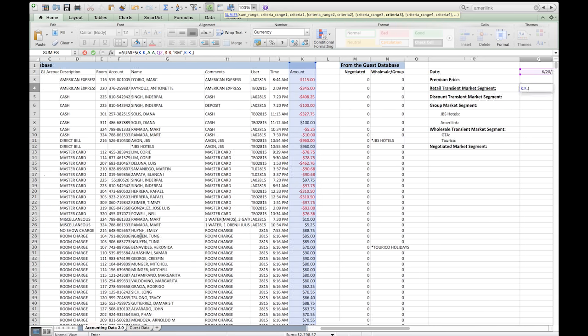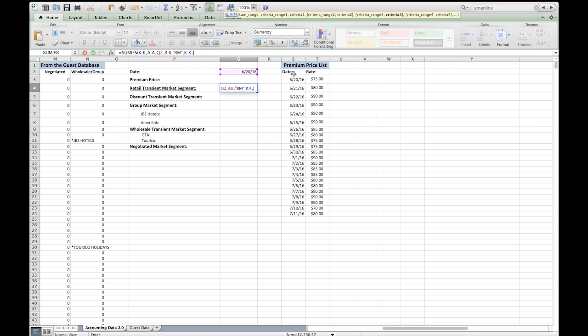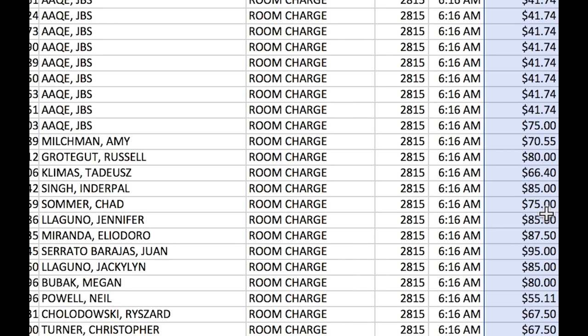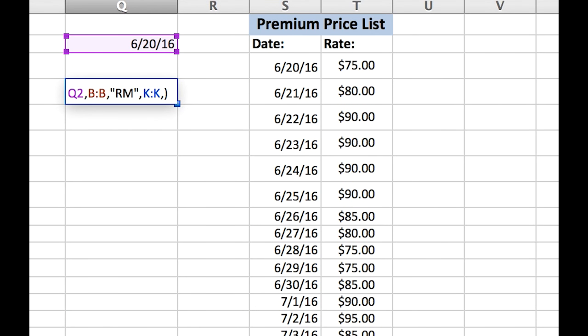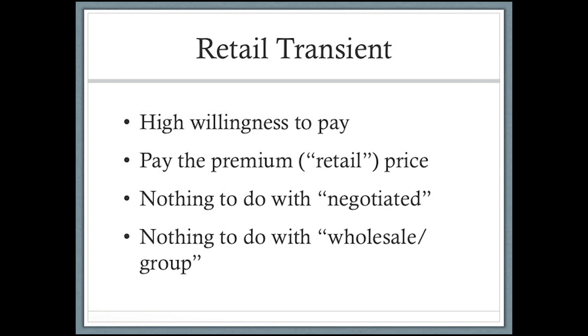Now let's go back to this price list I was talking about. If my premium non-discount rate is $75 on June 20th, would you say that Chad is part of the transient retail market segment? If Chad's rate is $75 and the premium rate is $75, is he part of the retail transient segment? The answer is, of course, yes. So just remember, the retail transient market segment are the suckers that pay the highest premium price.